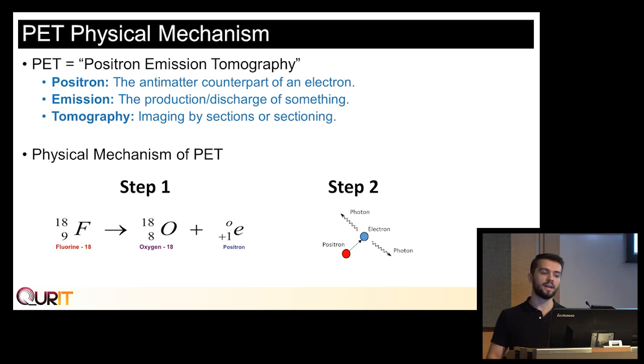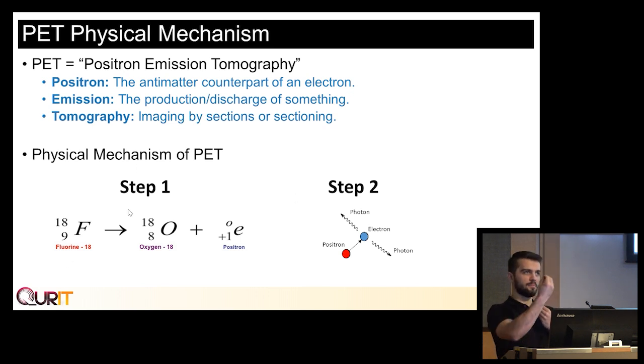And so the physical mechanism of PET, which contains all 3 words, is something we work a lot with: fluorine 18. We usually attach it to a radiopharmaceutical that binds to certain areas in the body. But what happens is that you have a proton turning into a neutron, and to conserve charge, you have a positron emitted by the nucleus. So that's step 1 in PET.